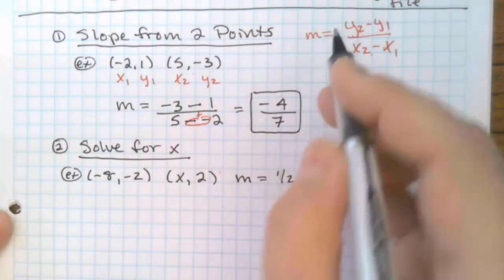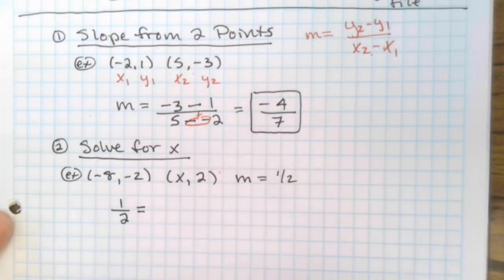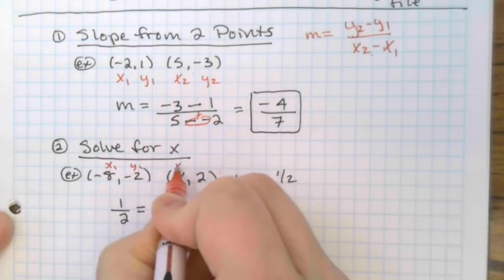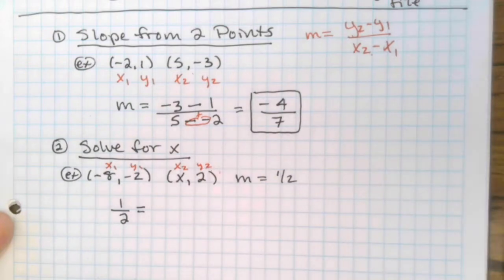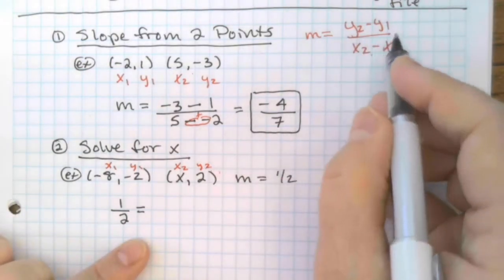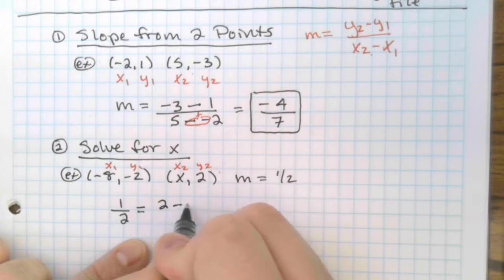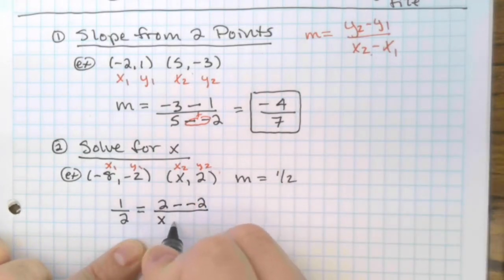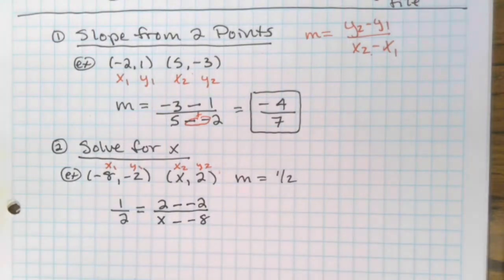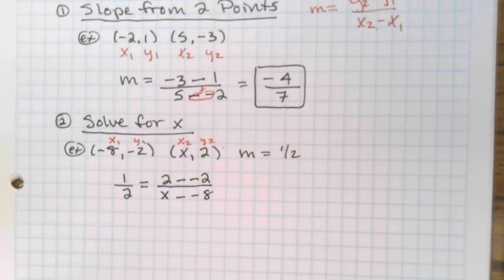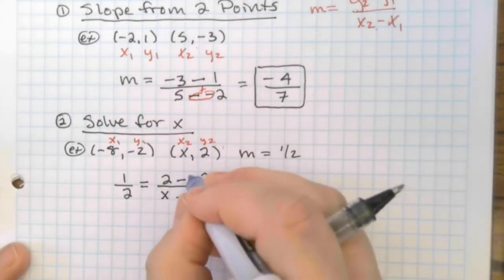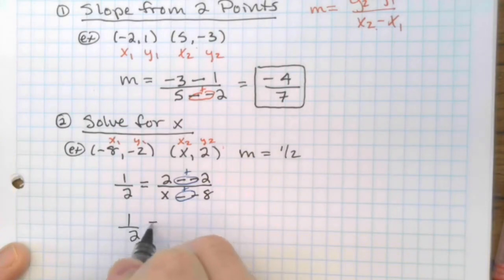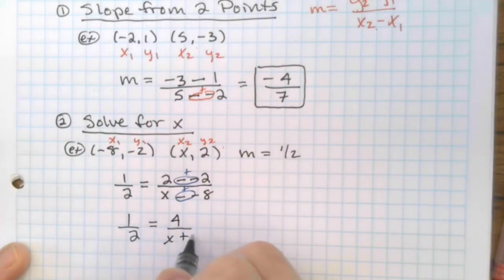So for the slope on the left, I'm going to have 1/2 equals, and again, I'm just going to designate in order x1, y1, x2, y2. So on the top of the fraction is y2 minus y1, so 2 minus a negative 2. On the bottom, x2 minus x1, x minus a negative 8. Be really careful with those negatives. Okay, negative times a negative is a positive, so we can do a little simplifying. So 1/2 equals 4 over x plus 8.